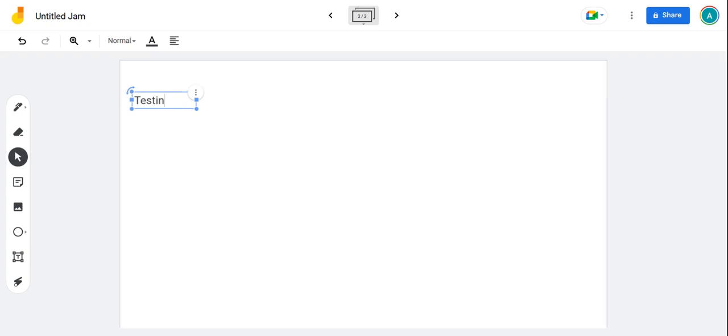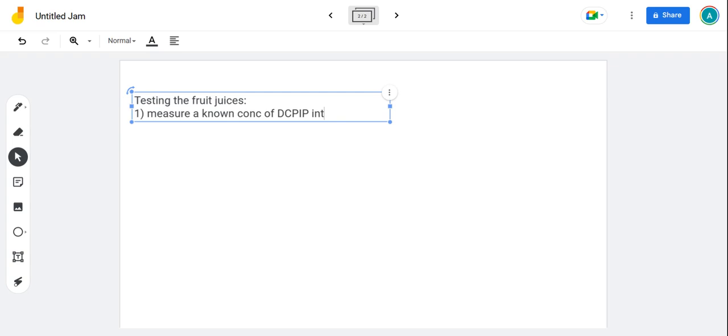So testing the fruit juices. Your fruit juices are your actual independent variable, aren't they? That's what we're actually trying to find out. So first of all, measure the known concentration of DCPIP into a test tube. Remember quantity, I'm going to say 5 ml.